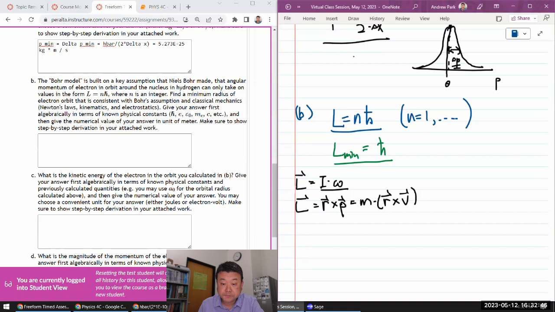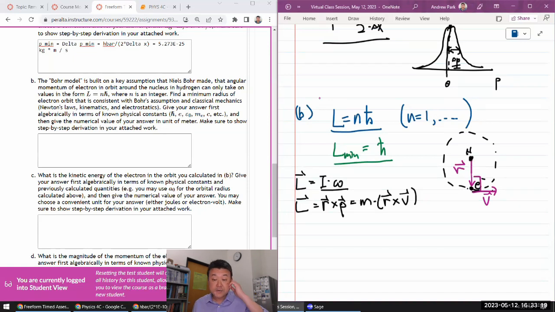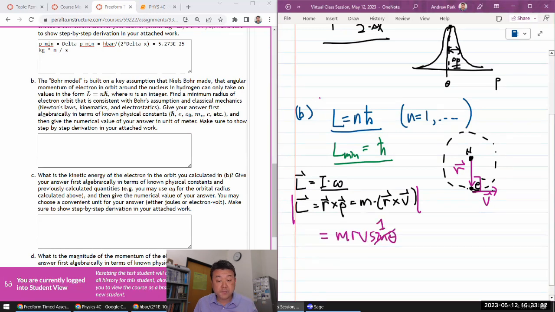So, let me start by writing this out. My angular momentum is that, and if this is the atomic nucleus, and here's my electron going around in orbit in the direction I marked, then the displacement r is perpendicular to velocity. So I can simplify for the magnitude: m r v sine theta, where sine theta is 1 because theta is 90 degrees. So my angular momentum is m times r times v, and according to Bohr's bold assumption, this is going to equal h bar.